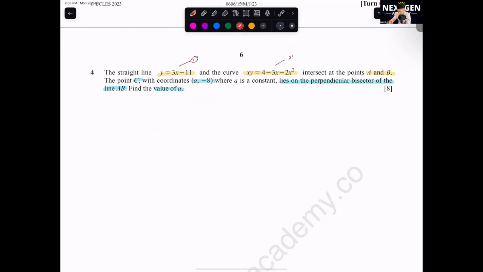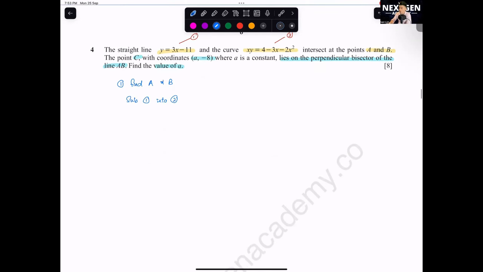This one, equation 2. Okay, first things first, let's find A and B. Find A and B first. So I'm going to sub in 1 into 2. How to sub in 1 into 2? x times (3x minus 11) equals 4 minus 3x minus 2x squared.